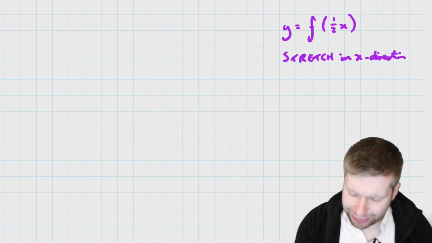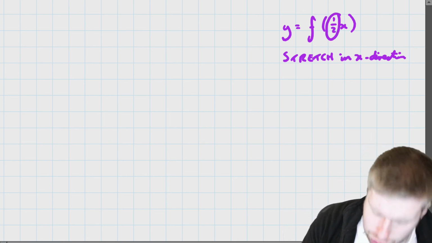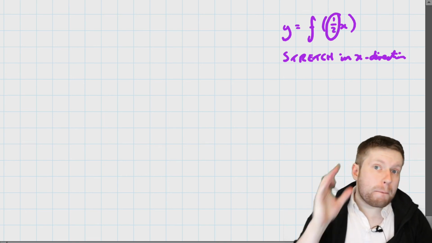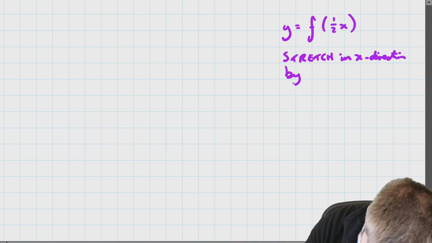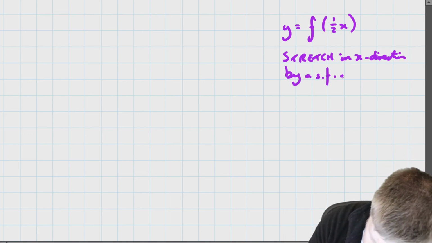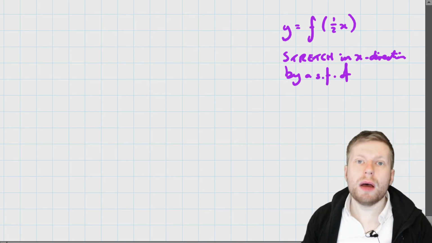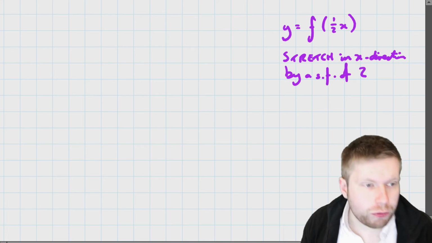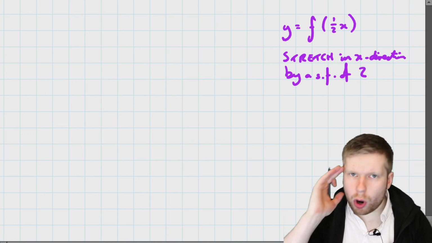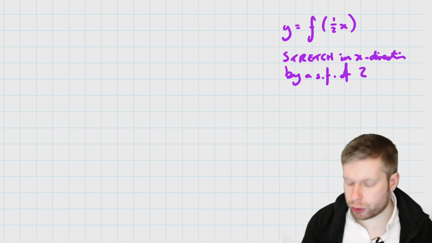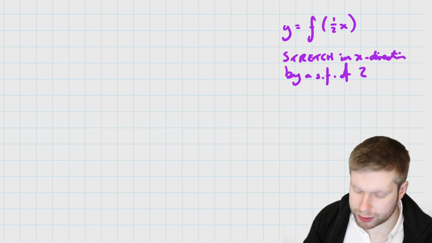I think that it should be a stretch in the x direction by a scale factor of 1/2, but it's not, is it? It's a stretch in the x direction by a scale factor, not of 1/2, but of 2. It's the opposite of what you think it should be because it's happening in the x direction. So it's not 1/2, it's 1 over 1/2, or 2. So it's a stretch in the x direction by a scale factor of 2.